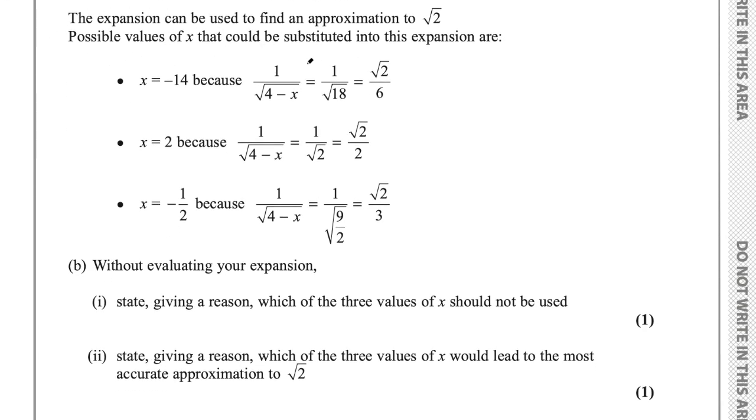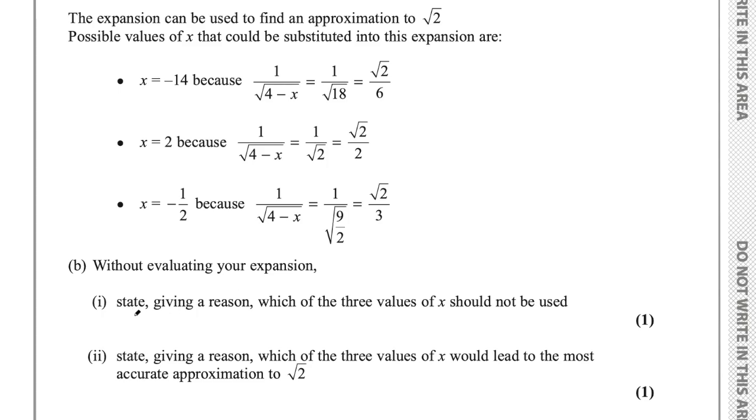Part B says the expansion can be used to find an approximation to root 2. Possible values of x that could be substituted into this expansion are x equal to negative 14, because 1 on square root of 4 take x equals 1 on the square root of 18, equal to root 2 on 6, okay? x equal to 2, because 1 on root 4 take x is 1 on root 2, which is root 2 on 2, or x equal to negative a half, because this would simplify to root 2 on 3.